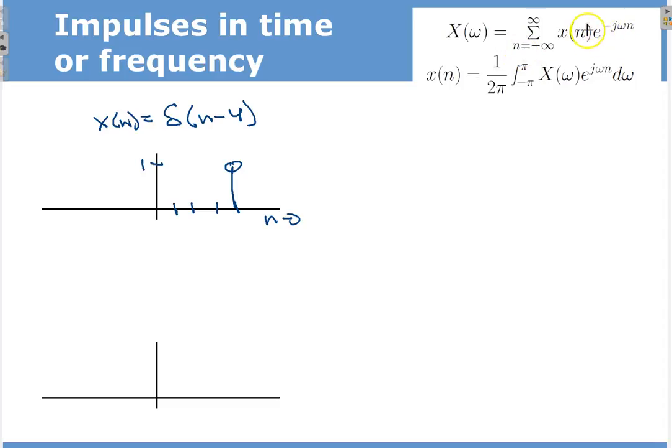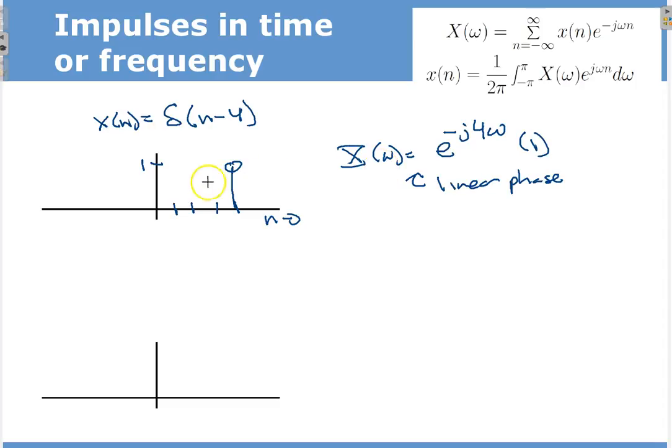And since it's n equal 4, we get X of omega is equal to e to the minus j 4 omega times 1. So we'll put that there. We'll come back to this later. This is like a linear phase shift. So this is really a Fourier transform property, not really a pair. If you shift something in time, you get a phase shift on it.